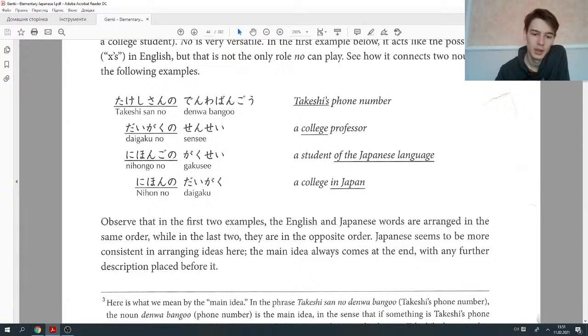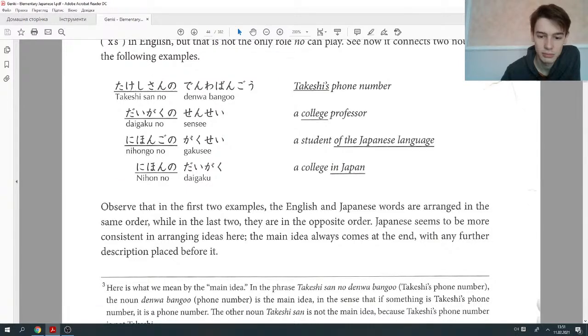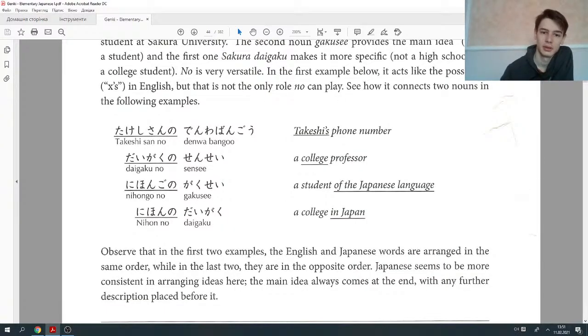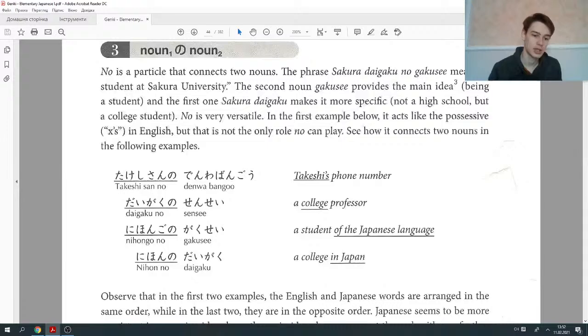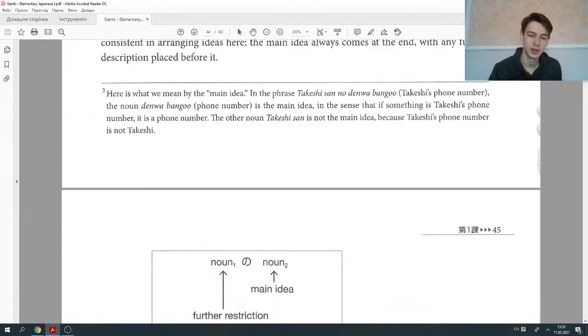Observe that in the first two examples, the English and Japanese words are arranged in the same order, while in the last two they are in the opposite order. Japanese seems to be more consistent in arranging ideas here. The main idea always comes at the end, with any further description placed before it. Well, so it's always the same. What is great about learning Japanese and other Asian languages, I think, is that they are more logical, because there are more constructions in them and you just need to follow them. But it's my idea, maybe I'm wrong.